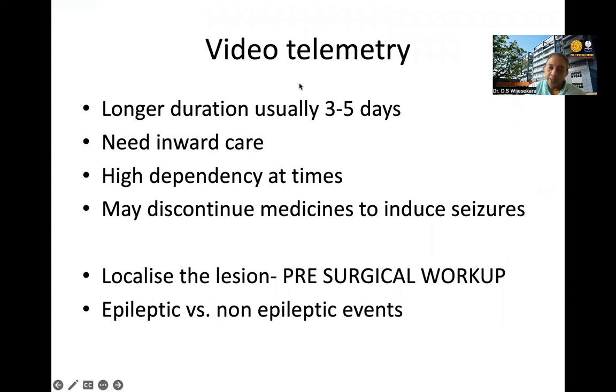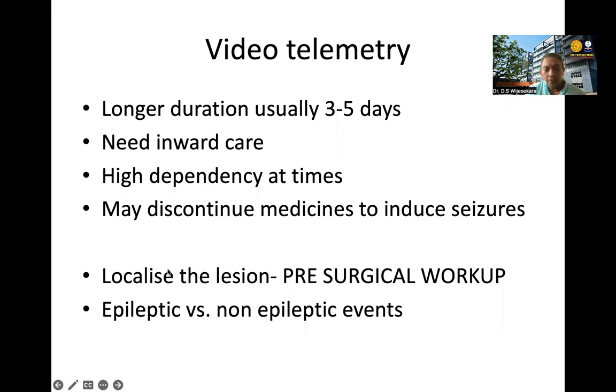What is video telemetry? Video telemetry is where you record your seizures over a period of time. Generally, normal interictal EEGs are of shorter duration, varying from 20 minutes to 1 to 2 hours. However, in video telemetry, it's a longer duration. Usually, they do it for 3 to 5 days to get a better yield. They need inward care and sometimes high dependency. When one is on video telemetry monitoring, some might discontinue the medicines to induce seizures.